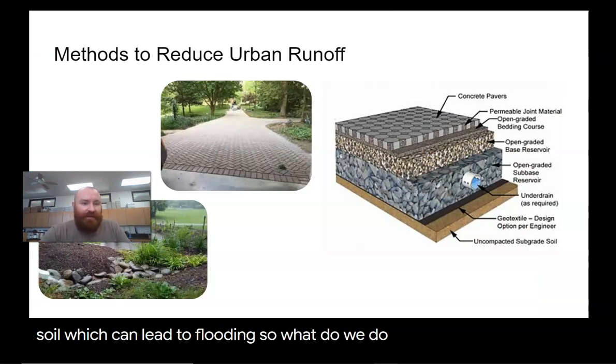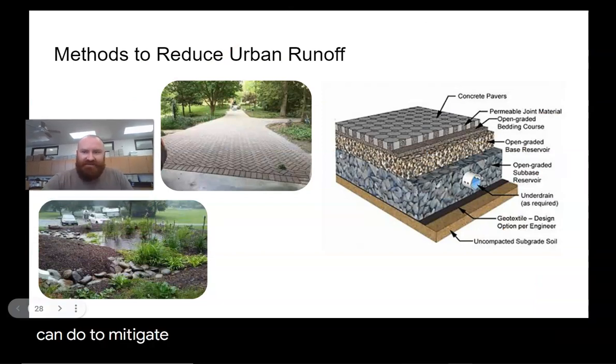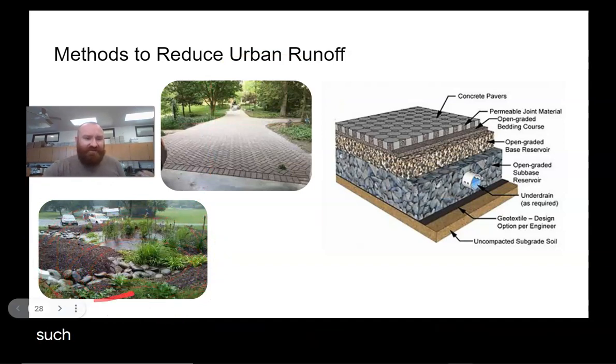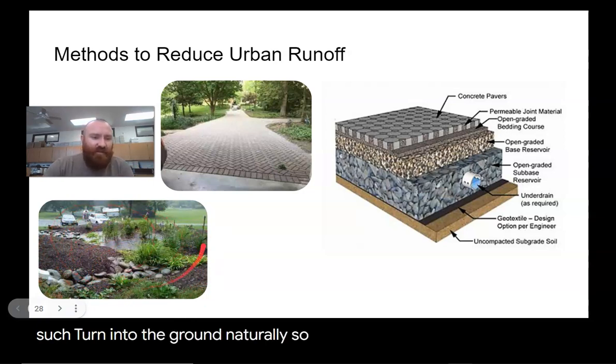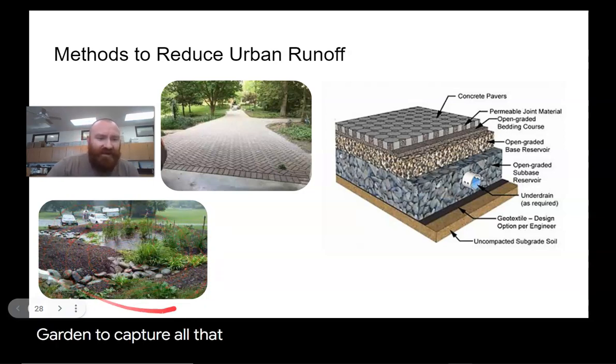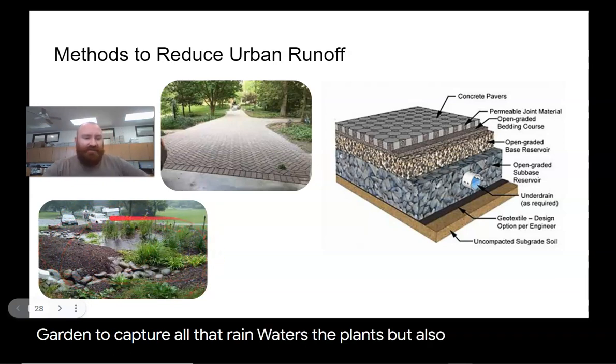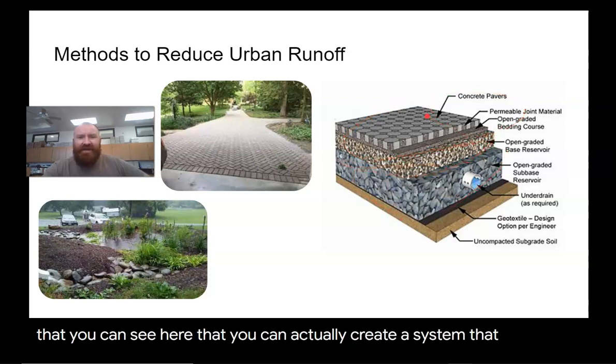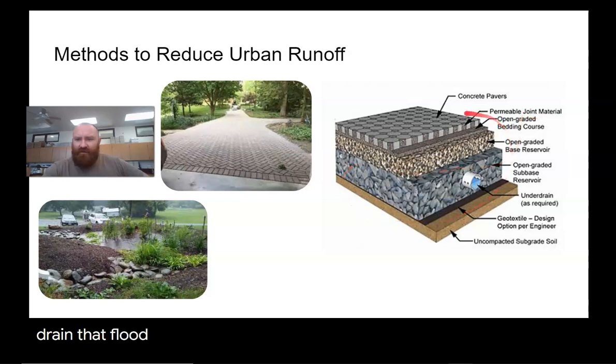So what do we do? There's a couple things we can do to mitigate or reduce urban runoff. One thing is having rain gardens, such as planting trees, places where this can actually filter into the ground naturally. So this is one area that's planted a rain garden to capture all that rain, waters the plants, but also reduces flooding nearby streams. Another is impervious or permeable pavement, such as these pavers that you can see here, that you can actually create a system that helps drain that flood water, that rainwater, and it's going to decrease the flooding.